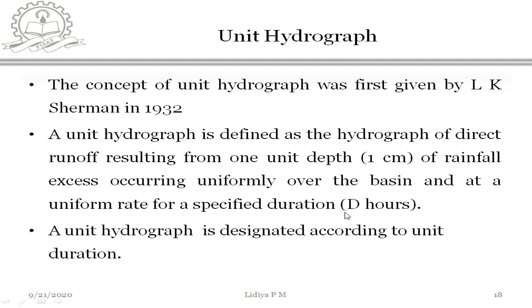Then specified duration, that is d hours. What is specified duration? It is the duration of rainfall where the rainfall excess is there. It does not represent the complete duration of the rainfall. It represents the duration of rainfall having a rainfall excess. That is, there is a runoff. The rainfall excess represents the runoff values. Then a unit hydrograph is designated according to its unit duration. See, if the rainfall excess occurs for 3 hours, then that is called unit hydrograph of 3 hours.